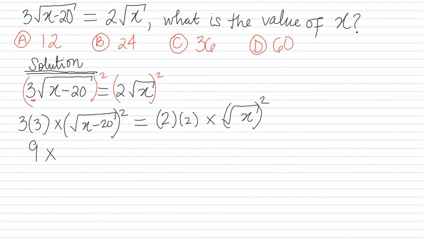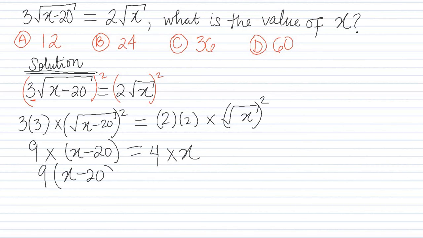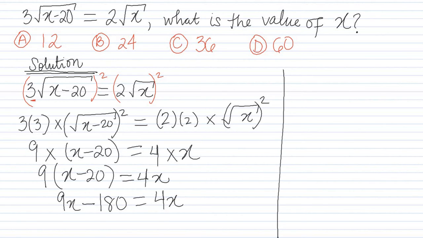So you have the square root of x minus 20 all squared. You just have x minus 20 here, right? And then you have 2 times 2, which is 4. And then you have the square root of x all squared is the same thing as times x. So that would be 9 open bracket x minus 20 equals 4x. So 9 open bracket x minus 20 is the same thing as 9x minus 2 times 9 is 18, negative 180 equals 4x.